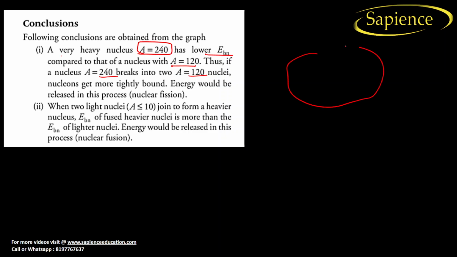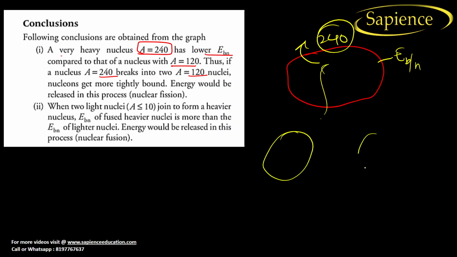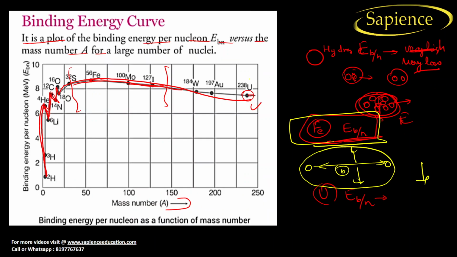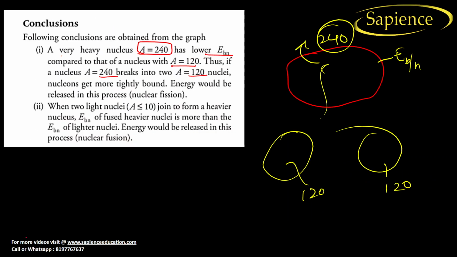See here, there is an element having atomic mass number 240, so it has some binding energy per nucleon, EBN. Now when it breaks into two, it will get atomic mass number 120. So what we have observed is that, as compared to 120, the binding energy for 240 is very less. From this we can say that the binding energy around 120 is greater as compared to the binding energy of 240. So from this we observe that 240 is more unstable.